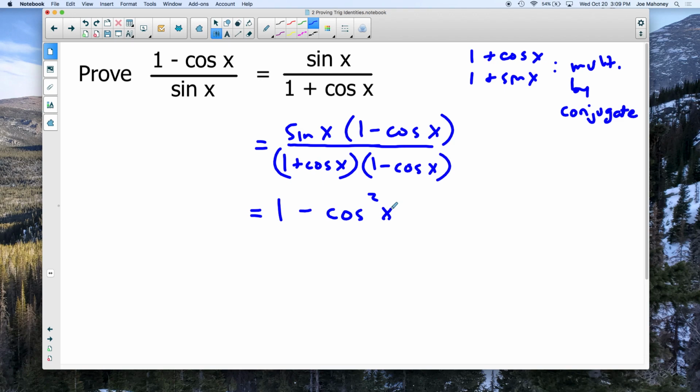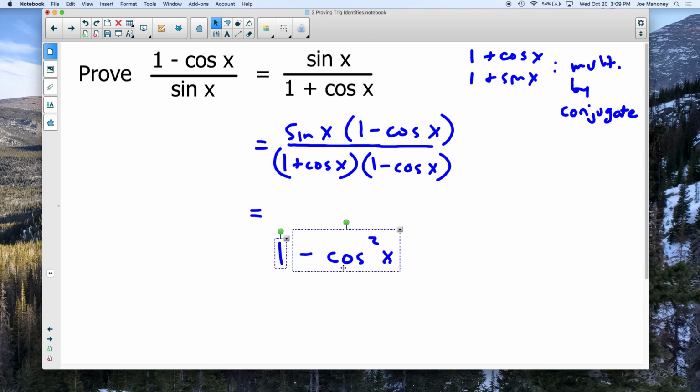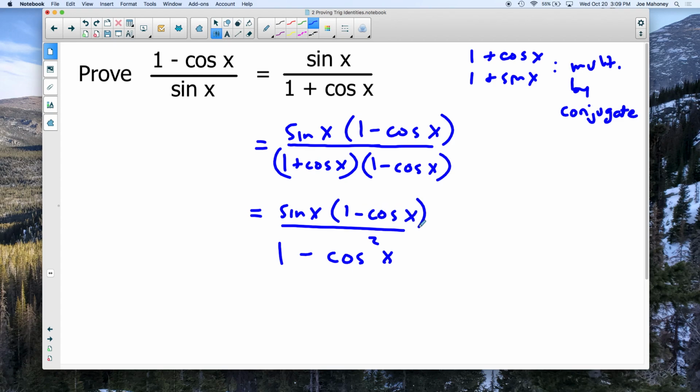I'm going to go back a few pages for a minute. Oh, no, hold on. Let me set this up because I kind of put that in the wrong spot. I want to take this and move it down a little bit, because that's really the denominator of my fraction. And my numerator is still sine x times 1 minus cosine x. Now let me talk to you about that denominator for a little bit.